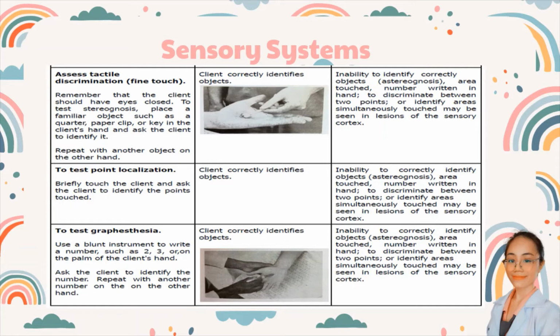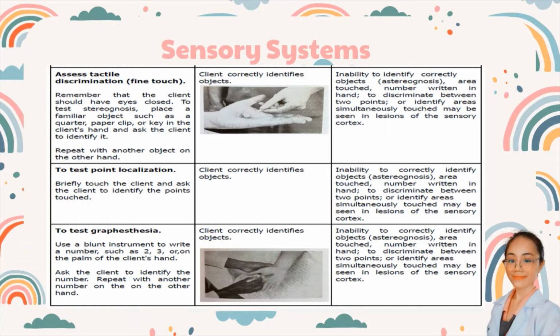Next is to test the point location. So briefly touch the client and ask the client to identify the point of touch. And next, to test stereognosis, use a blunt instrument to write a number such as 2 or 3 on the palm of the client's hand. Then ask the client to identify the number and repeat with another number on the other hand.